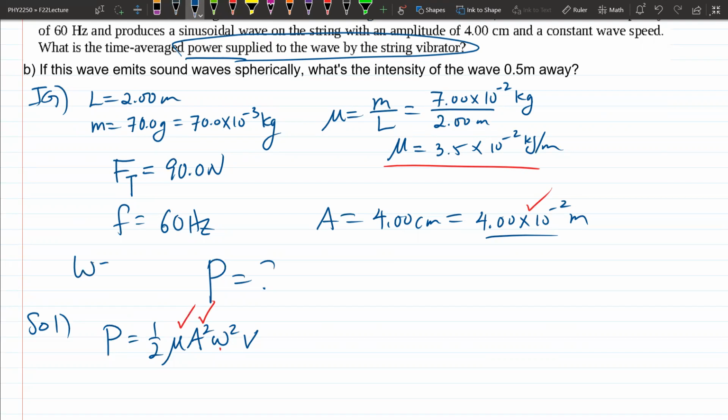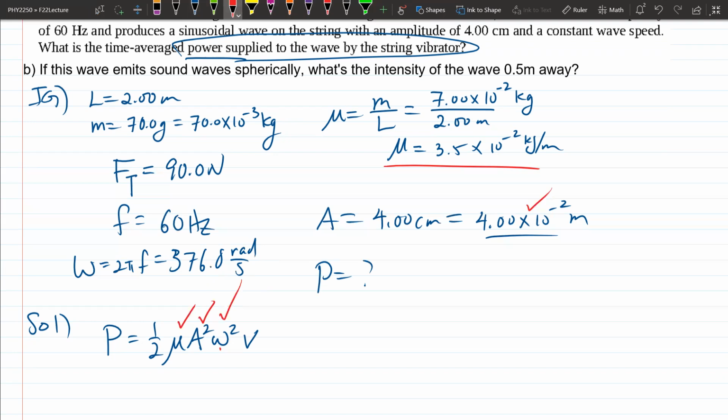Omega is 2 pi times the frequency, right? We can actually calculate what that is with a calculator. So 2 pi, 6.28, times 60. I'm going to move this over, it's just in the way. 376.8. And this will have units of radians per second. So that's another check.